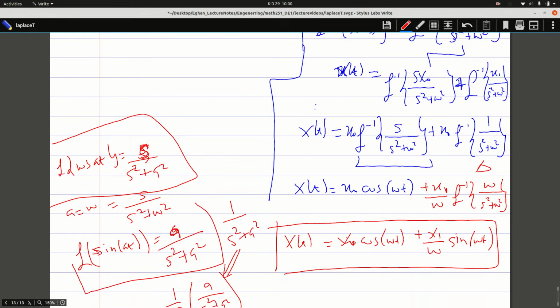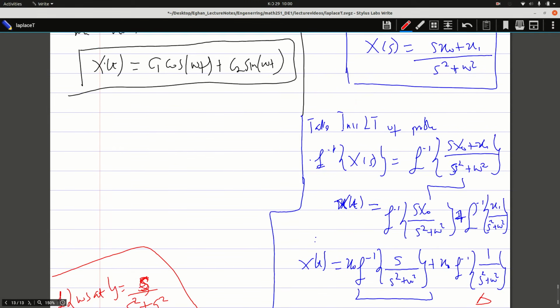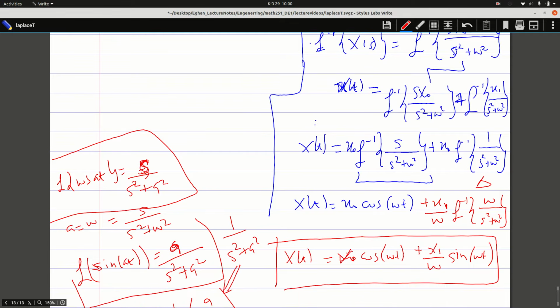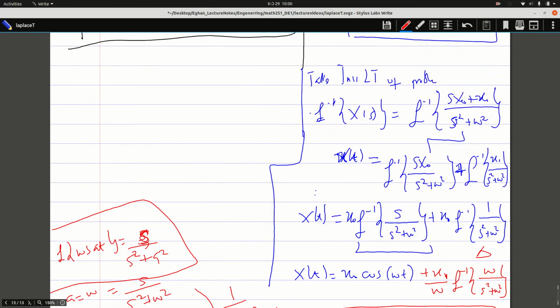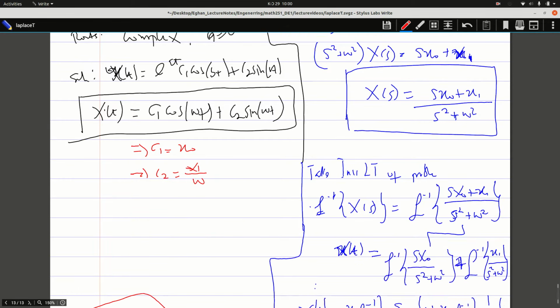But someone will say, when I use the root equation, I don't get anything similar to the Laplace solution. You see I have some x naught here, I have x1 over omega. This means that in my form here, my c1 is equal to my x naught, and my c2 is equal to my x1 over omega. Someone might still not be convinced, so let's go through that.